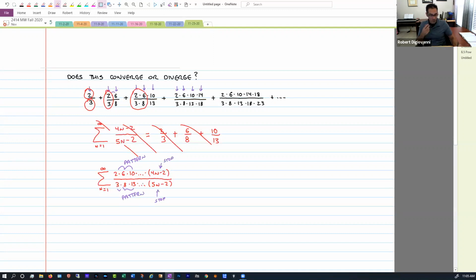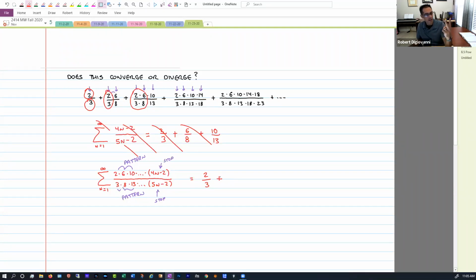So with this written this way, if we plug in 1, then we're going to go 2 times 6 times 10. We're going to do that, and we're going to stop when we get here. But if we plug 1 in right here, we know that we get 2, right? So we're actually going to go 2 times, and then we're going to stop at 2. So we're just going to write the 2. And then on the bottom, we're going to go 3 times 8, but we're going to stop when we get to this. But when we plug in 1, we're going to stop at 3. So we're only going to have the 3. Does that make sense?